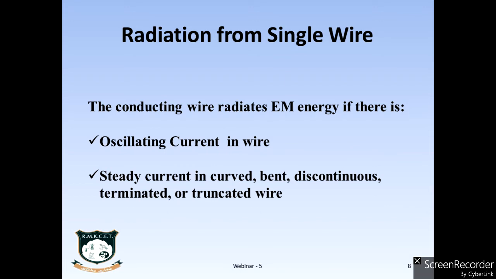So the first condition is that in the wire there should be some oscillation in the current, and if the current is the steady current in the wire, then the wire should be like a bent curve or a curved one, or it should be like a discontinuous one. Then only the single wire radiates.